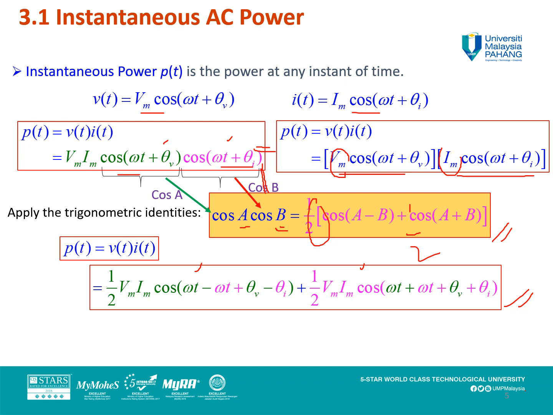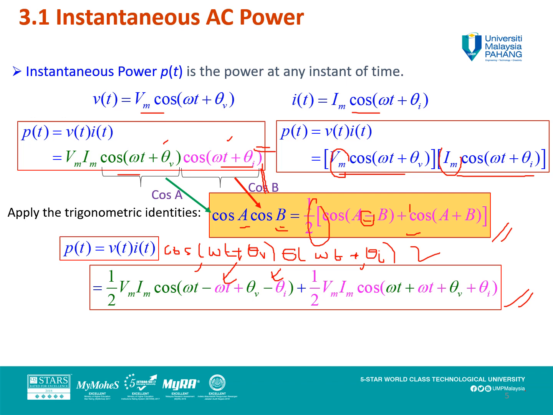Okay, for Vm cos(ωt − ωt + θv − θI), how do you get here? From here you get cos(ωt + θv). Now there is the minus, right? Here is minus, so minus (ωt + θI). So when you do the subtraction, ωt minus ωt, you get this equation. Then θv minus plus θI, so you get θv minus θI. So you get this equation.